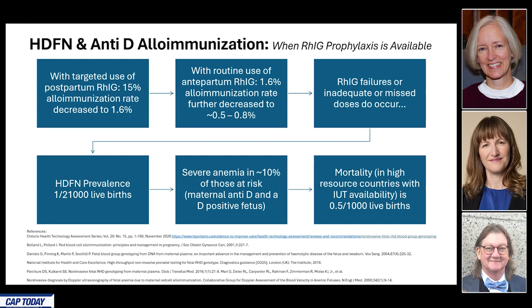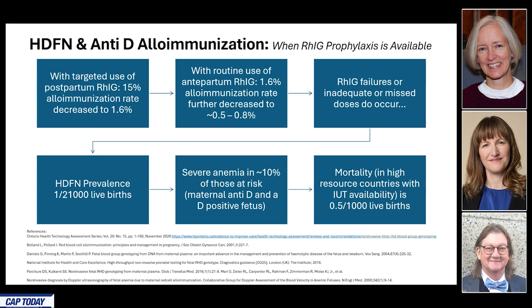Of course, Rh immune globulin failures and missed doses or inadequate doses do continue to occur on a population level. So anti-D related hemolytic disease of the fetus and newborn has not been completely eliminated. And the prevalence is about 1 in 21,000 live births. But of those, severe anemia only occurs in a minority, probably about 10% of those at risk, meaning those where the mom has an anti-D and the fetus is D positive.